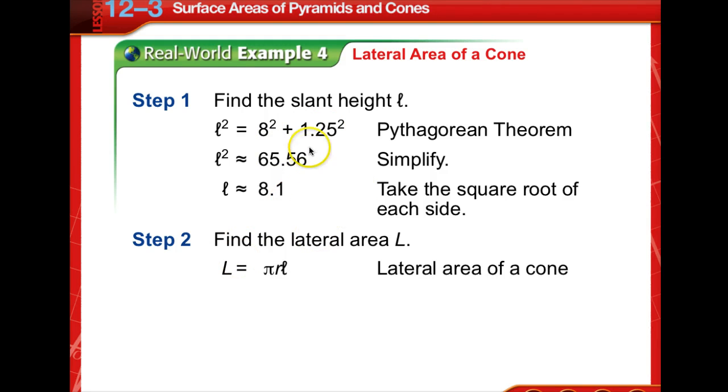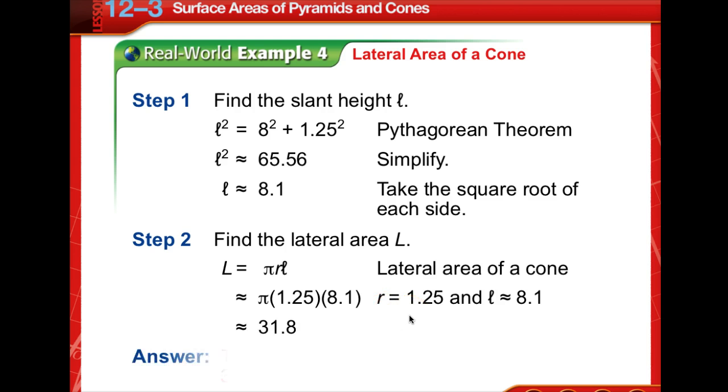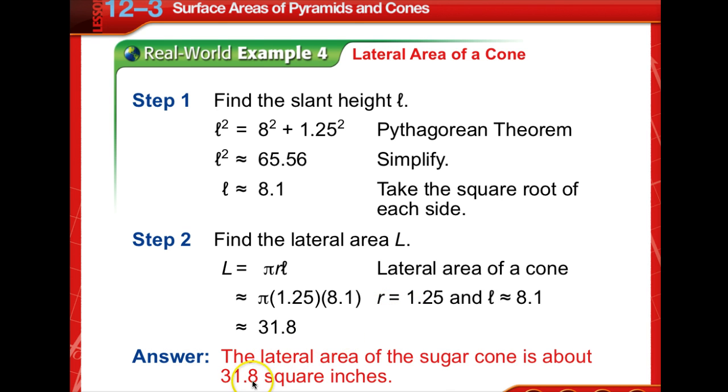Now we're going to substitute the slant height and the radius in, multiply it by pi. That gives us approximately 31.8 square inches.